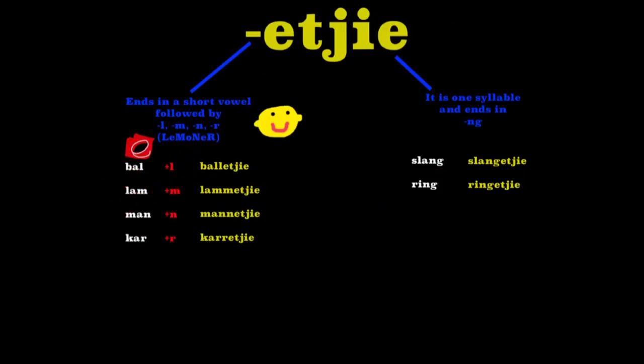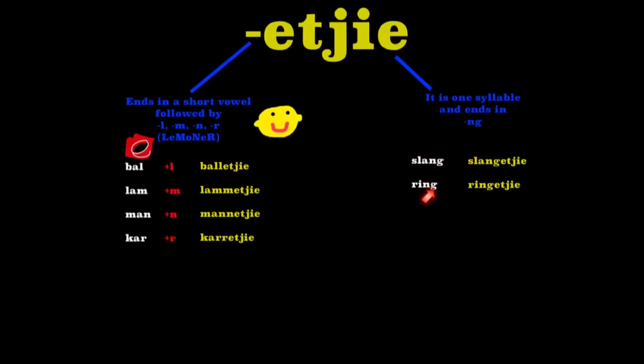Lam, add another M to protect the vowel from getting kissed. Man, add another N to protect this vowel from getting kissed. Kar, add another R to protect this vowel from getting kissed. So we have balaki, lamaki, manaki, karretjie. Double the consonant and add etjie.